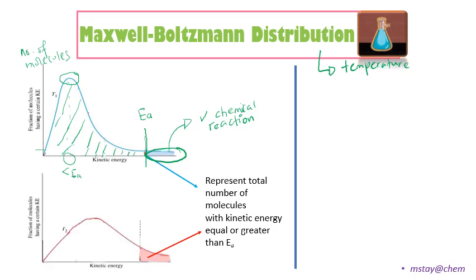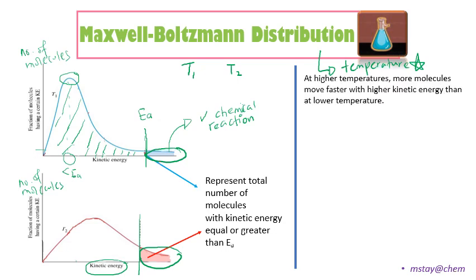In this graph, the y-axis still represents the number of molecules, and the x-axis still represents the kinetic energy. Again, the shaded area still represents the molecules with kinetic energy equal to or greater than the activation energy. Because just now we said the Maxwell Boltzmann distribution is related to temperature, now I would like to ask you: T1 and T2, which one happens at the higher temperature?